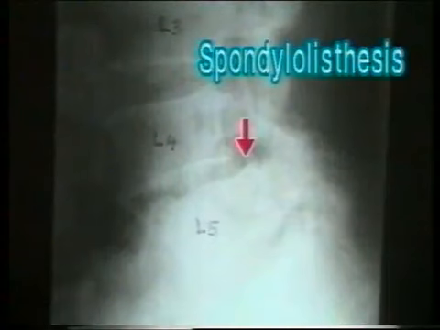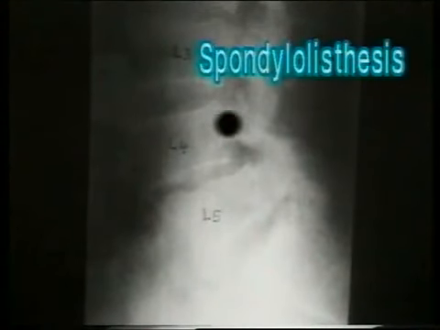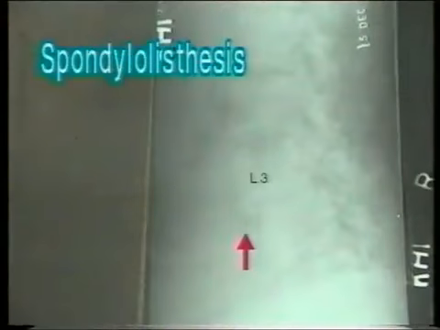This X-ray shows spondylolisthesis at L4-5 level. Note the forward movement of the fourth lumbar vertebra over the fifth. To detect a small spondylolisthesis, we must trace the posterior border of the vertebral bodies and look for a break in the continuity. This is a spondylolisthesis at L3-4. This is a less common site for spondylolisthesis. L5-S1 is the commonest site.